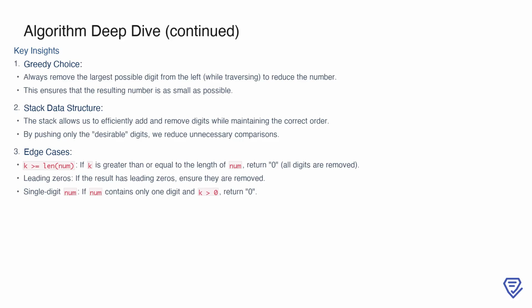There are also important edge cases to consider. If k is greater than or equal to the length of the input number, we should return 0, as all digits are removed. Additionally, we need to handle leading zeros in the result, ensuring they are stripped away to form a valid number. For very small inputs, such as a single-digit number with k greater than 0, the result also defaults to 0. These insights guide the algorithm to handle both typical and edge cases effectively.